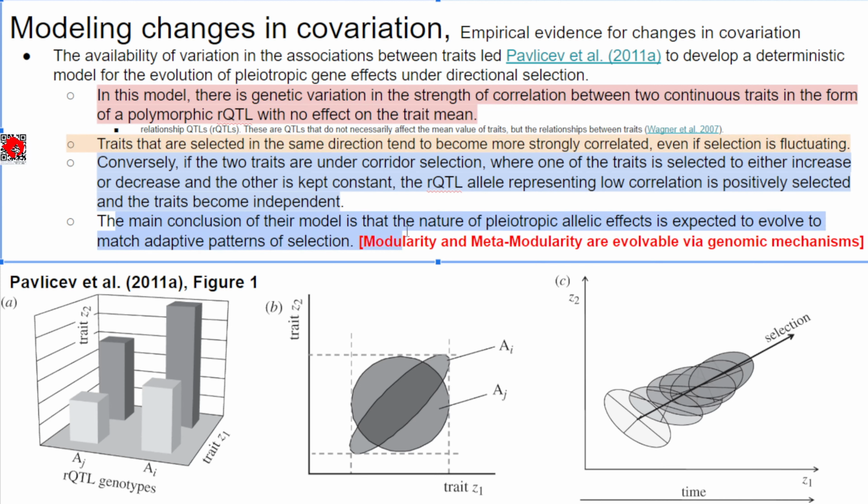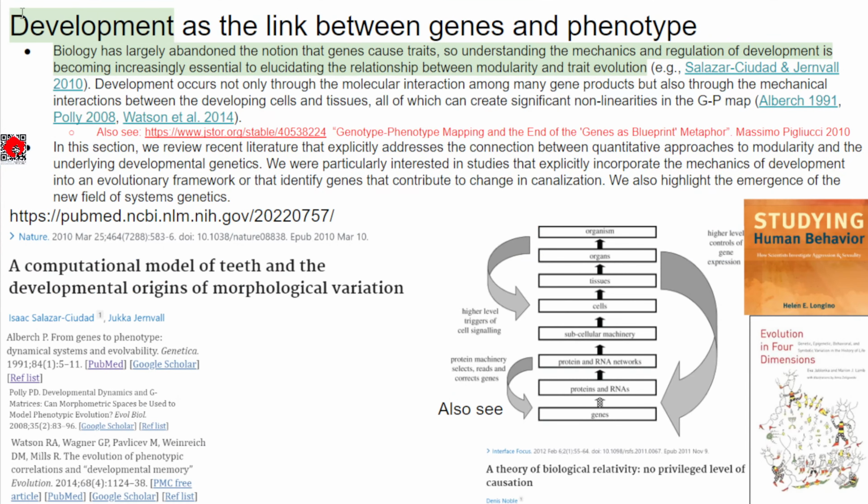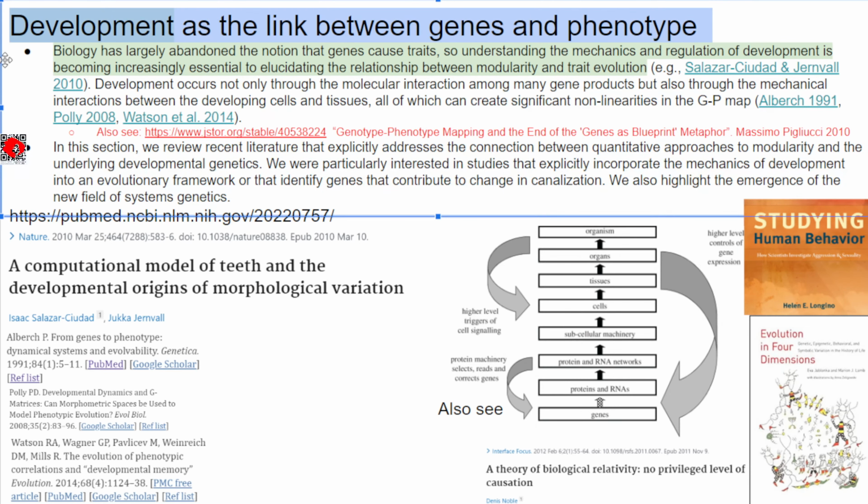The main conclusion of their model is that the nature of pleiotropic allelic effects is expected to evolve to match adaptive patterns of selection. So modularity and metamodularity are evolvable via genomic mechanisms, and we may have the kinds of statistical tools and frameworks to model that. Next section, development as the link between genes and phenotypes.